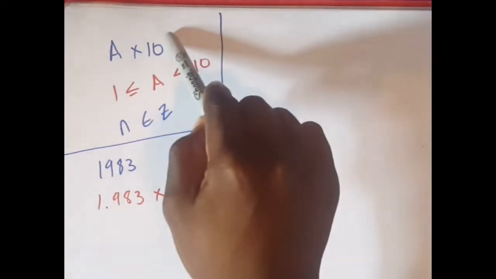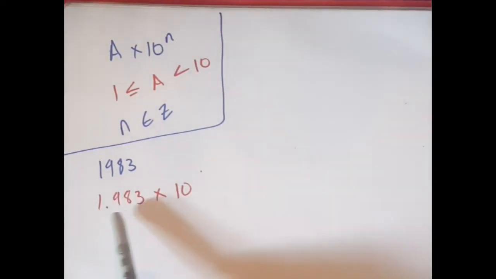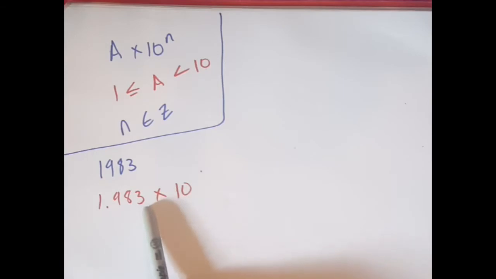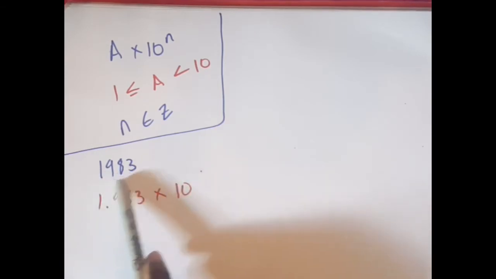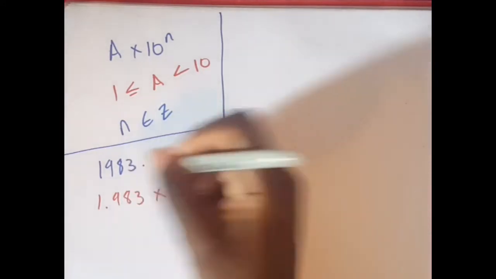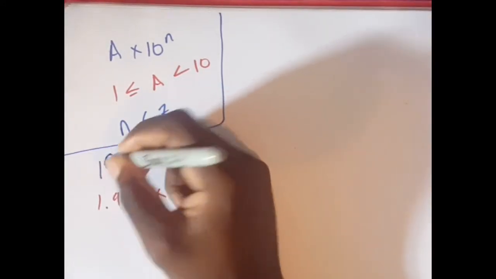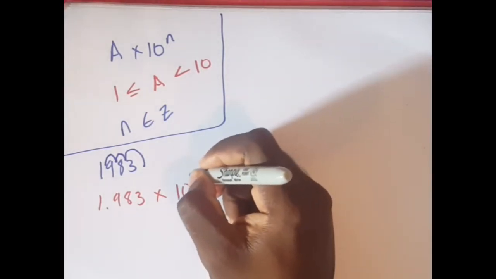Now, how do you get this n value? You look at the number of digits behind your decimal place. So you see here you have 983, because the original number was 1983 and you shifted the decimal point 3 places to the left. So 1, 2, 3. So you would know that the n value for this would be 3.